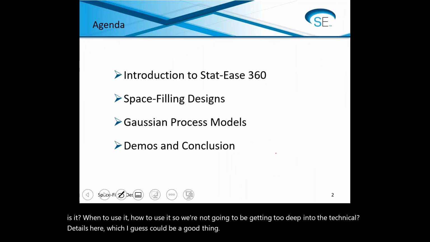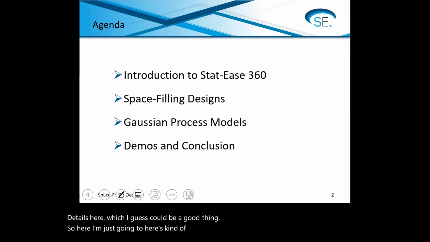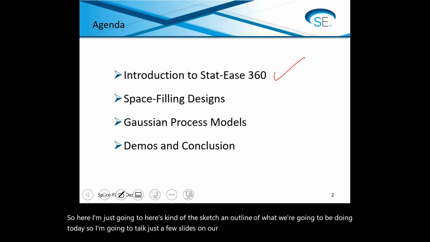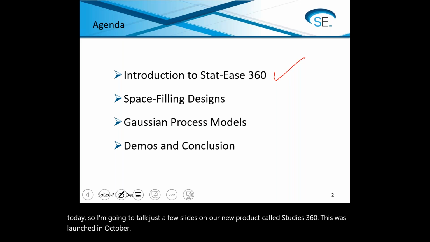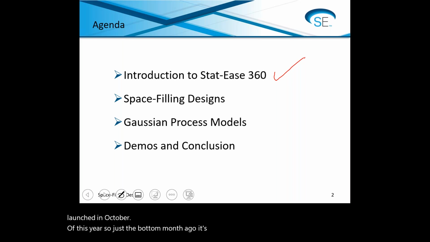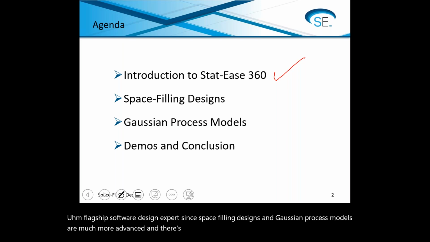Here's the sketch and outline of what we're going to be doing today. I'm going to talk just a few slides on our new product called Statist 360. This was launched in October of this year, so just about a month ago. It's essentially an extension, an advanced version of our flagship software, Design Expert. Since space filling designs and Gaussian process models are much more advanced, and not as widely used as something like a factorial design, we've kept it in our more technical product here.